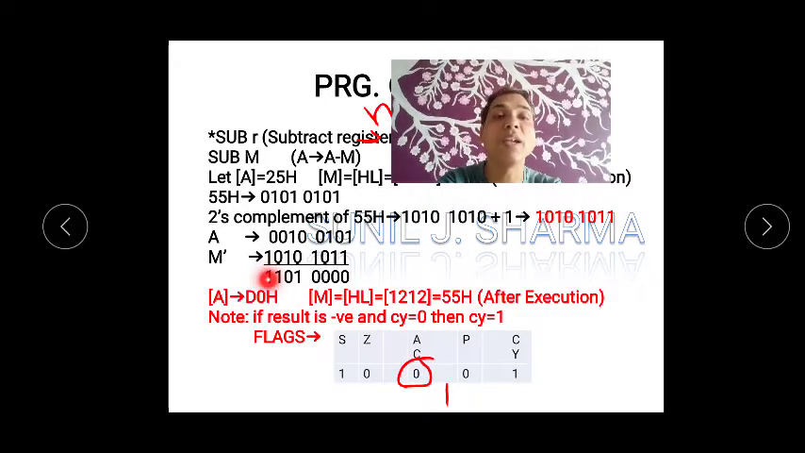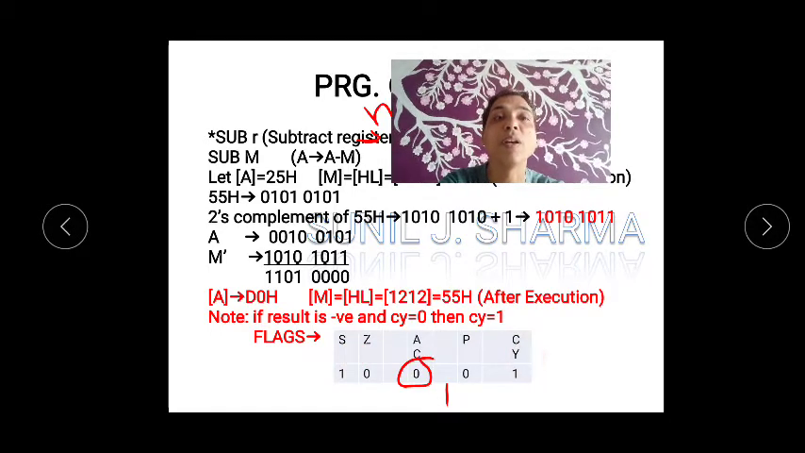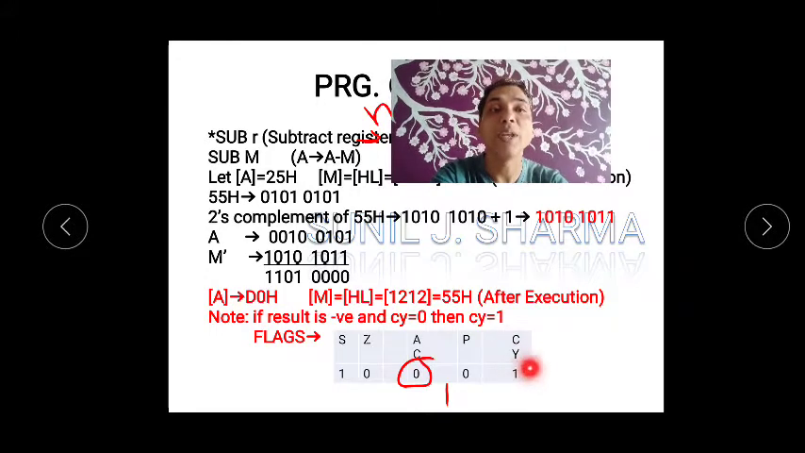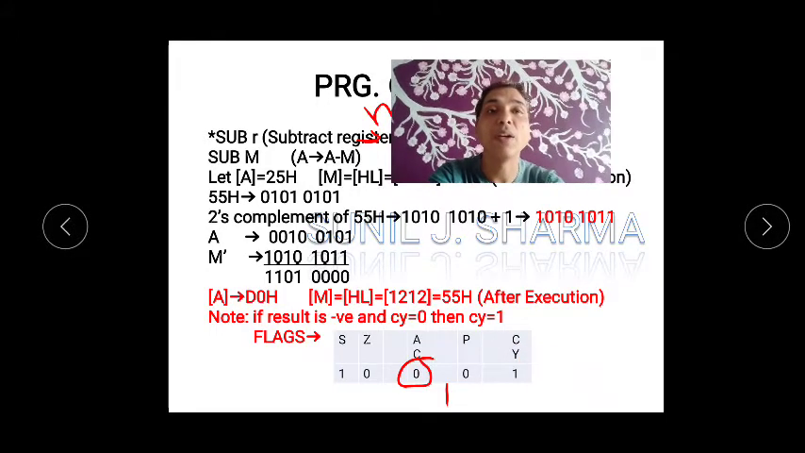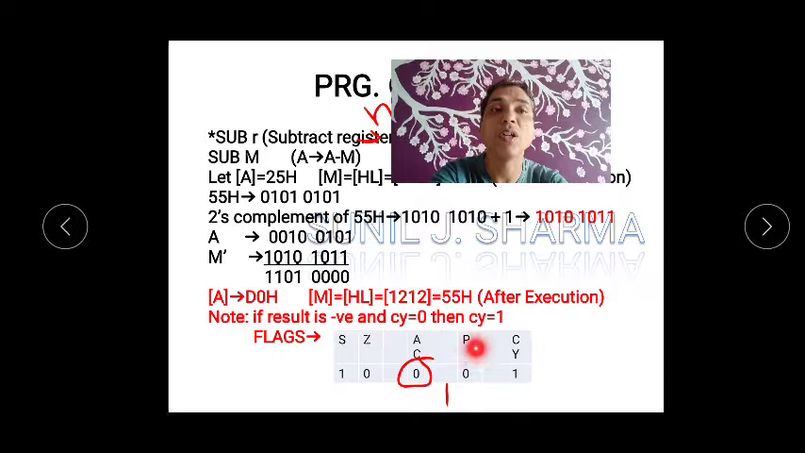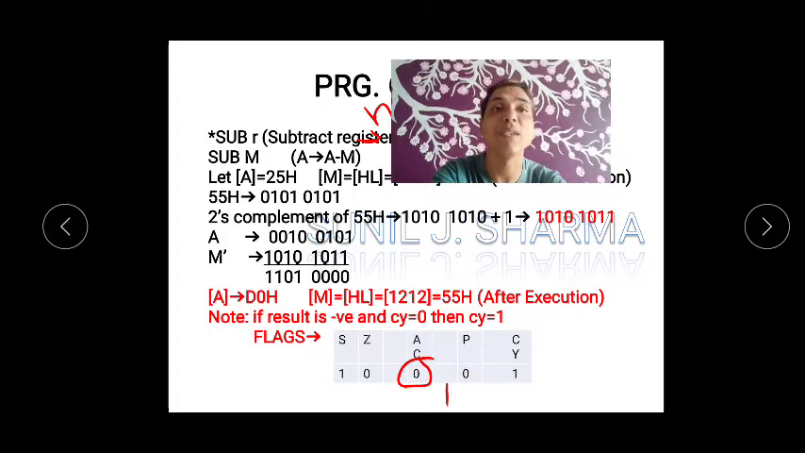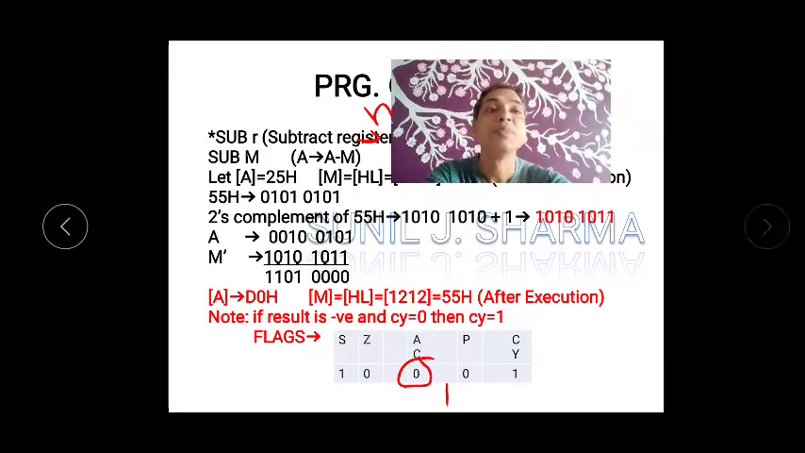Since it is a negative value, the carry flag has to be 1. Right now you can see we don't have any carry, but since we are following the rule, the carry flag has to be 1. And we cannot have parity because of odd number of ones, no 0. So 3 flags are set: auxiliary, carry and sign flag. I hope you got it.